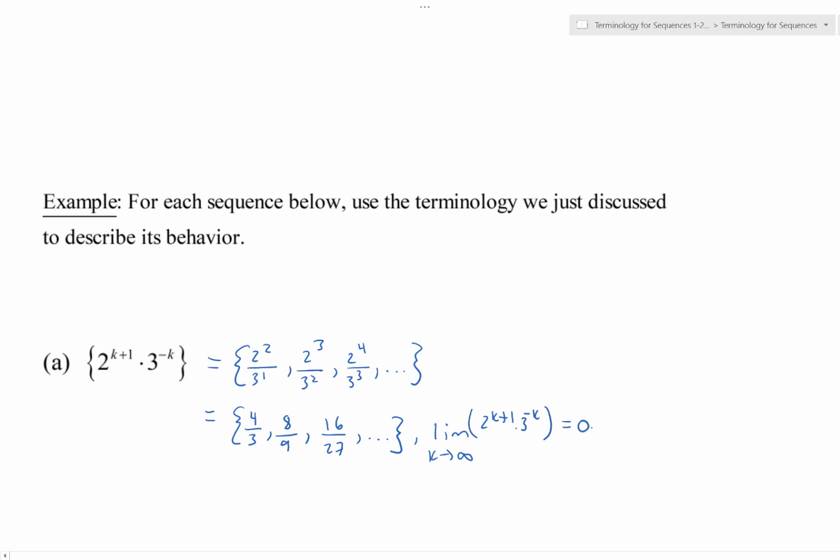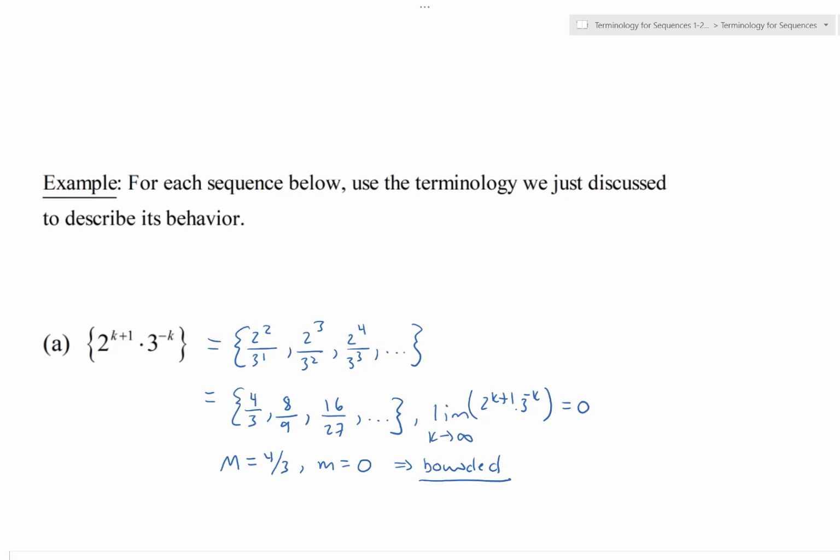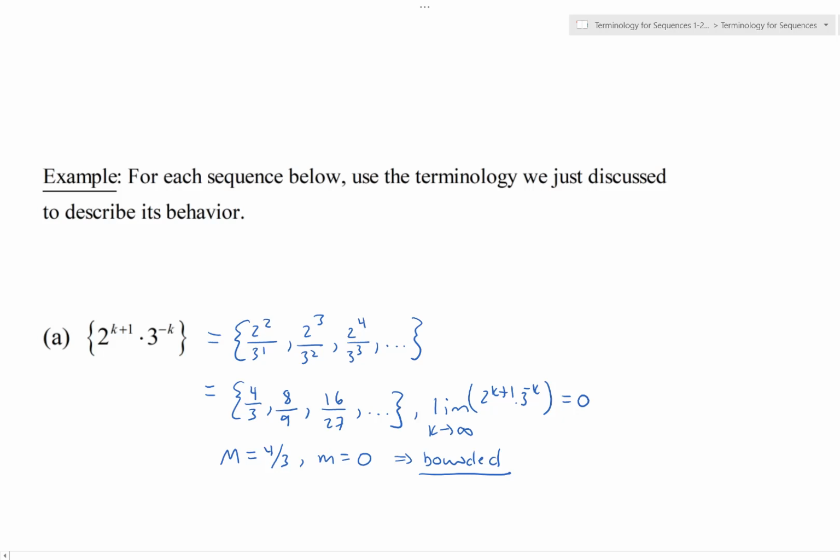And because it starts at 4/3 and decreases the whole time, it has an upper bound as well. We could say the big M here is 4/3 and little m is 0. Hence, this sequence is bounded above and bounded below. Now, notice that the terms strictly decrease. So because of that, it's not increasing, and hence this sequence is decreasing.